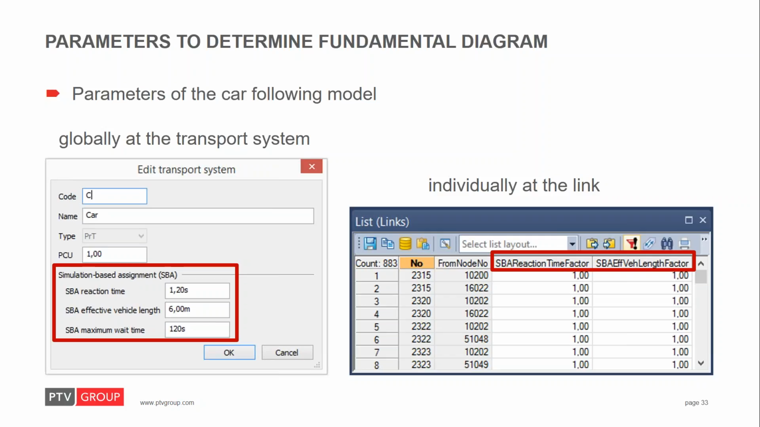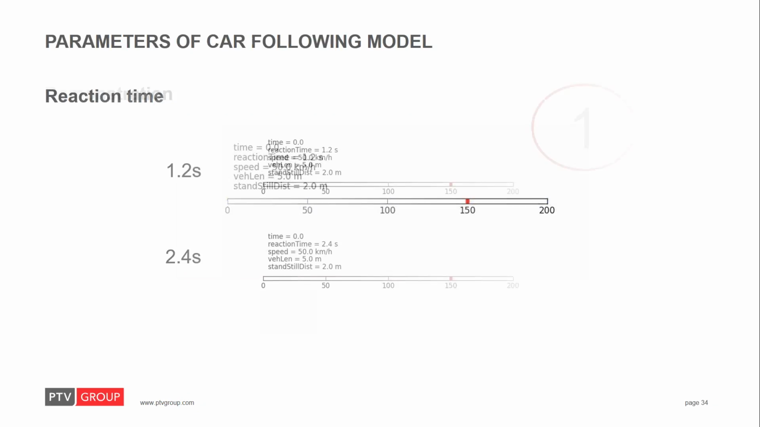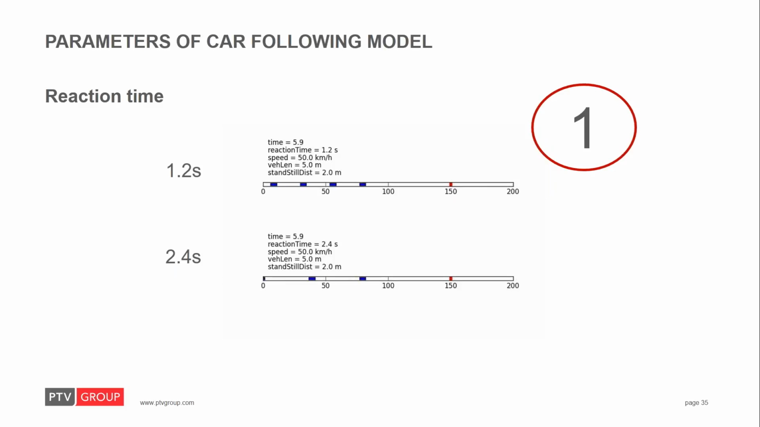So I will quickly demonstrate the effect of these parameters. Here we have a stretch of road. Cars are here visualized for demonstration purposes. Cars moving from west to east, and there is a traffic signal where vehicles must stop. Now I will change one of the parameters of the curve following model respectively and start with the reaction time. Here we have different values for reaction time, and we can easily see that the speed of the shock wave that moves upstream is faster with shorter reaction time.